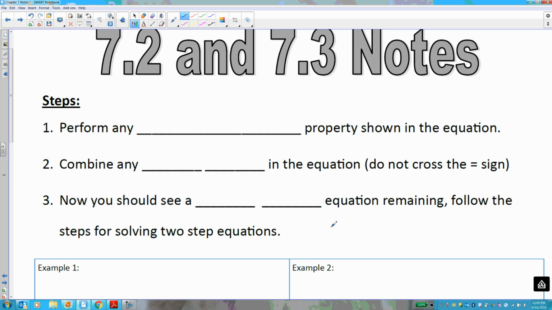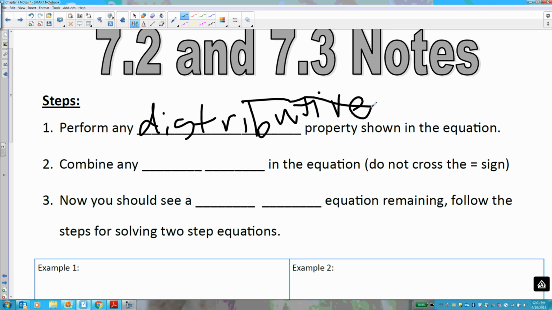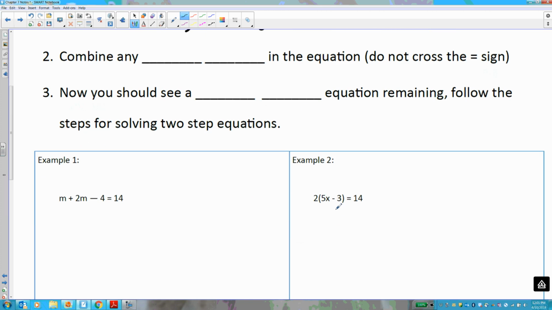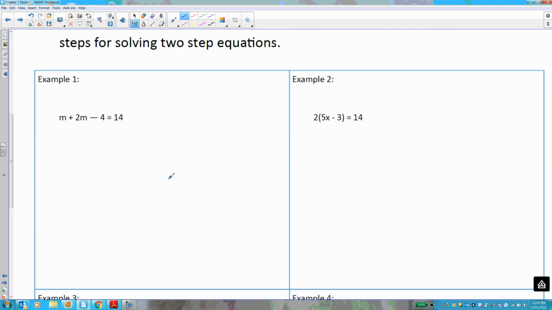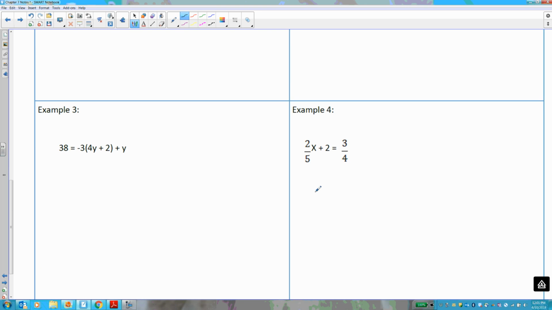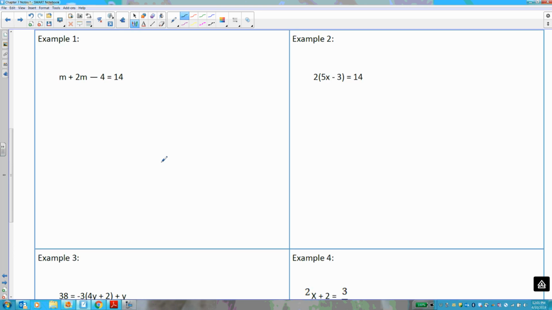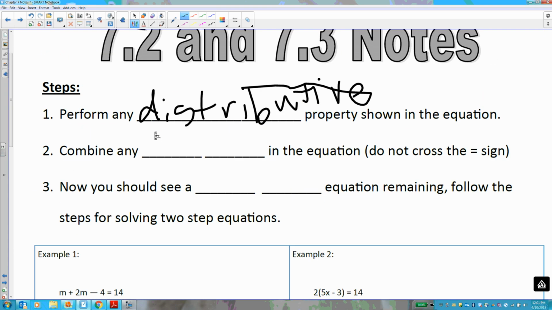Alright, so first and foremost, you want to perform any distributive property shown in the equation. So in other words, you want to make sure that you get rid of those parentheses. So like on example 2, we're going to want to get rid of those parentheses first. And on example 1, there aren't any. But on example 2 and example 3, you're going to want to get rid of those parentheses. And we'll review how to do that.